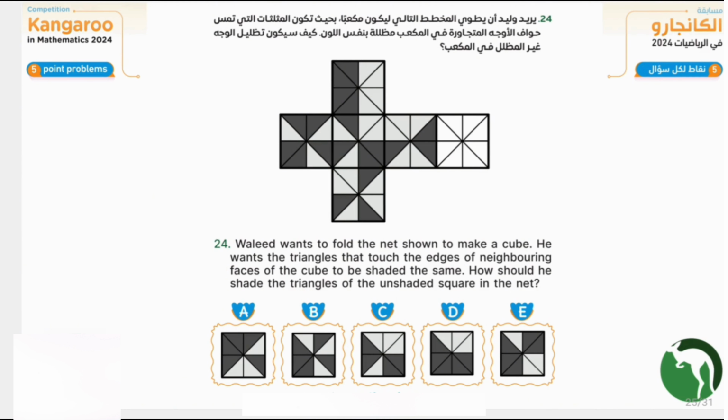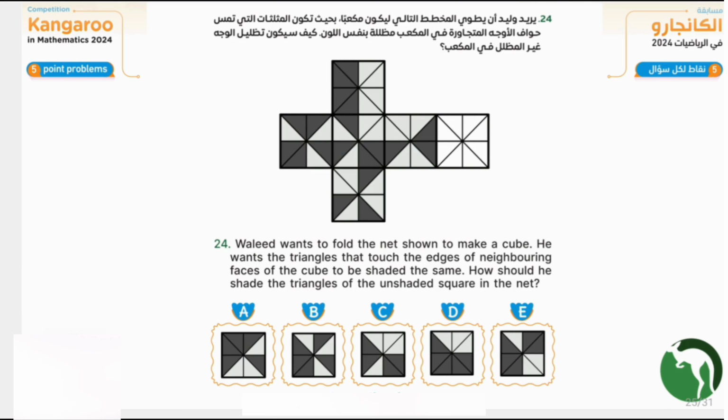Okay, now in question number 24, Walid wants to fold the net shown to make a cube. He wants the triangles that touch the edges of the neighboring faces of the cube to be shaded with the same color. How should he shade the triangles of the unshaded square in the net?